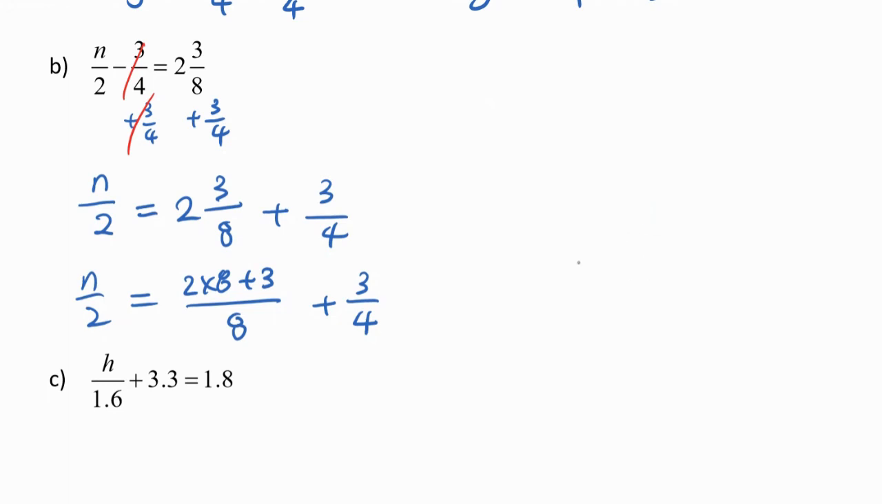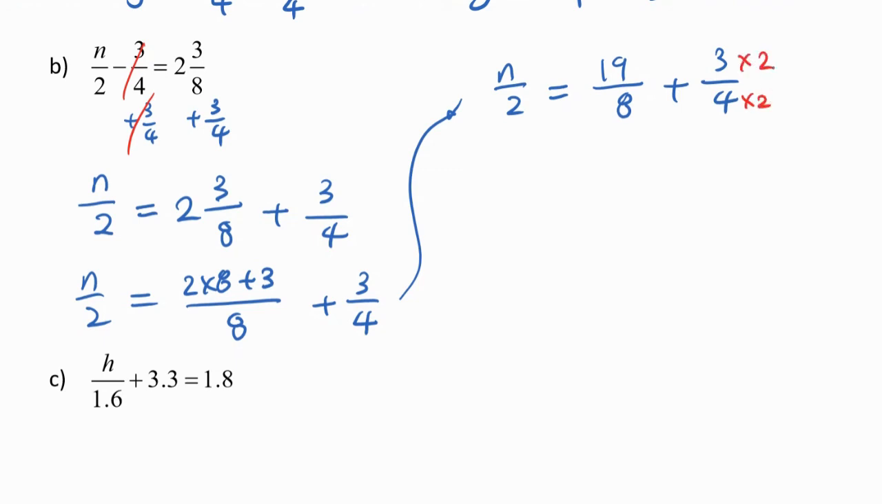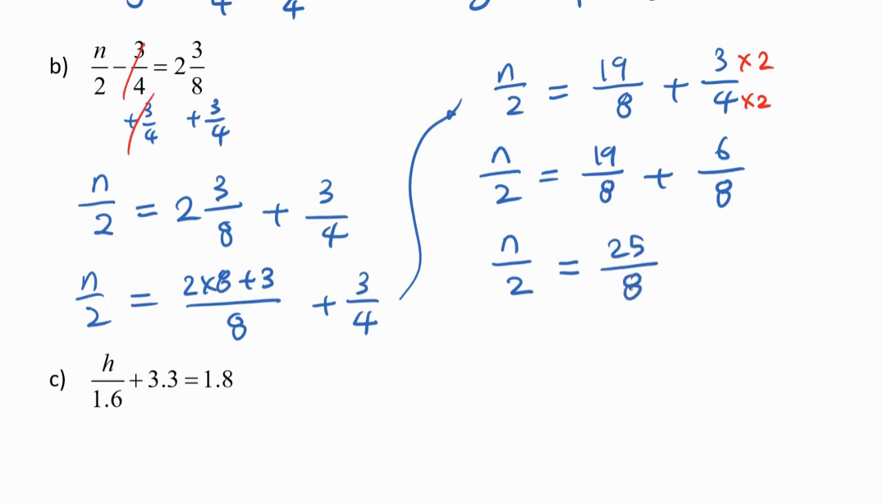Then n over 2 equals, so let's calculate this. 2 times 8, 16, plus 3, 19, over 8, plus 3 over 4. Now everyone, make a common denominator by multiplying 2 on both numerator and denominator. Okay, then it will be n over 2 equals 19 over 8 plus 6 over 8. Alright, n over 2 is 25 over 8.